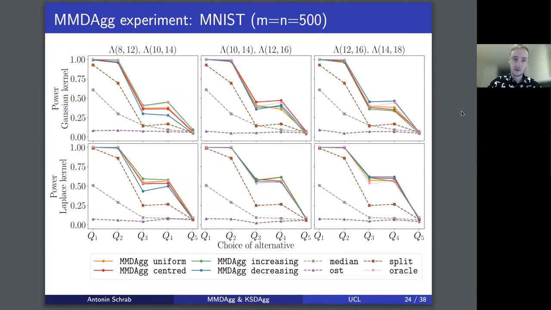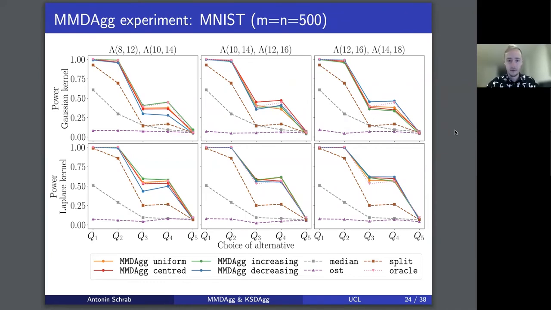So when we run our experiment, what do we observe? This is the MNIST experiment. We use 500 sample sizes. And now our MMDAG test really outperforms the 3 others, but also matches the power of the oracle test in almost all of the experiments. So this is really interesting.